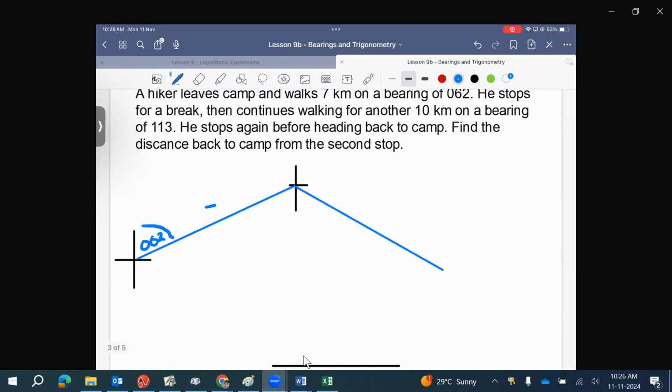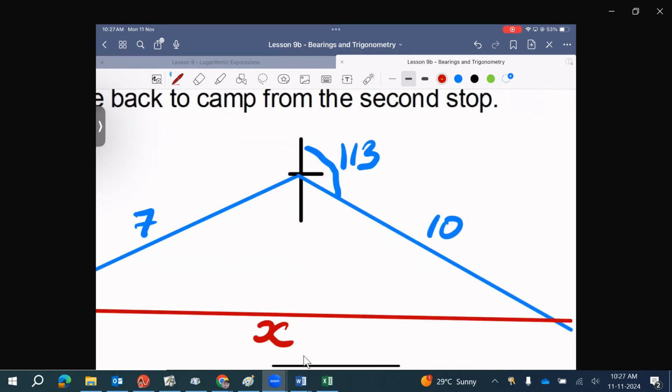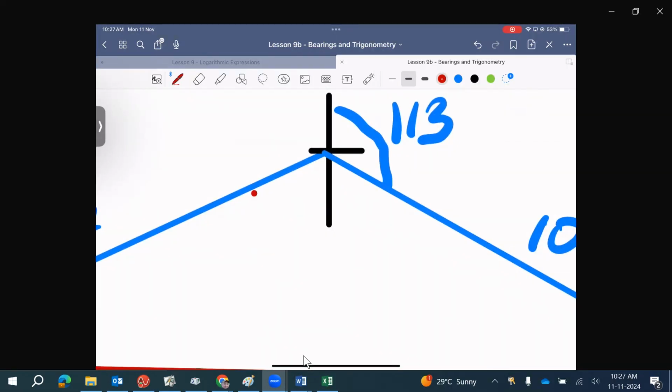This is 7. This is 10. This angle here is 113. And then lastly, we need to return home and find this length here, x. So in order to solve this problem, we have to find this angle here. This angle here is made of 2 pieces. We need to find this bit, and we need to find the yellow bit.